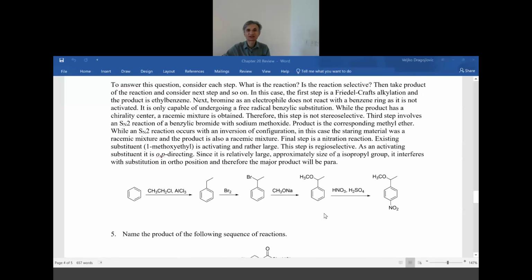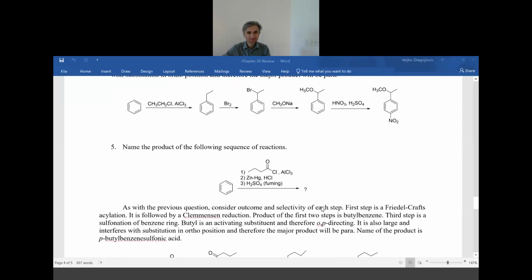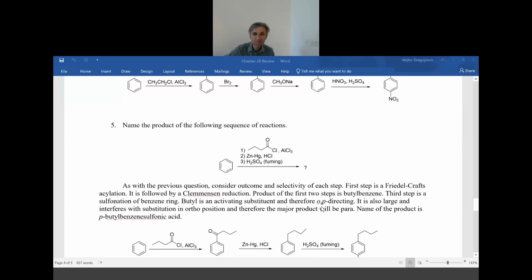So that was a rather lengthy reaction sequence. Any questions? Question number 5. Name the product of the following sequence of reactions. So that's something that could be on the test, where you have to type up the name of the product.